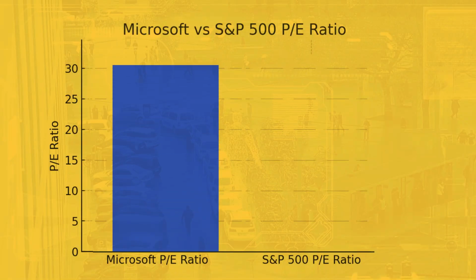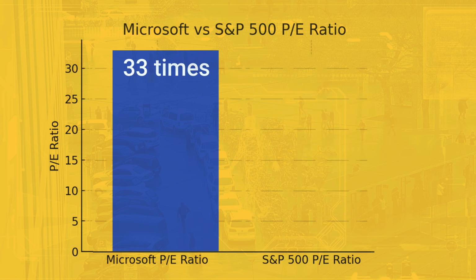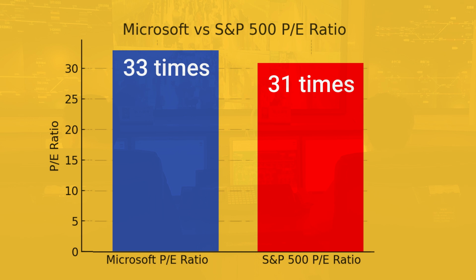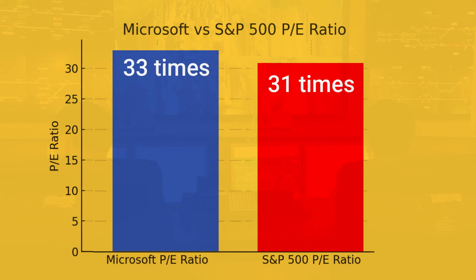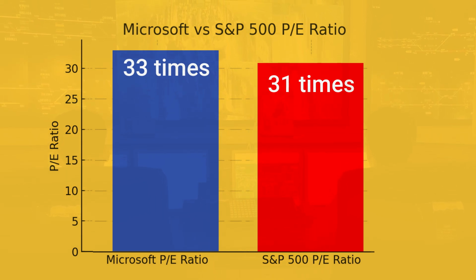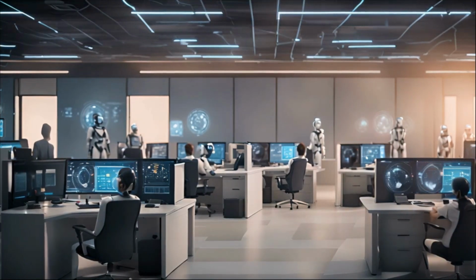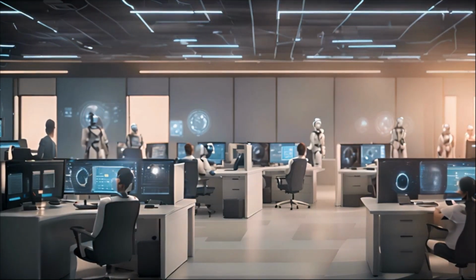The stock is selling for 33 times forward earnings, which is a slight premium compared to the price-to-earnings, P/E, ratio of 31 for the S&P 500. That's a reasonable price, given Microsoft's growth potential.